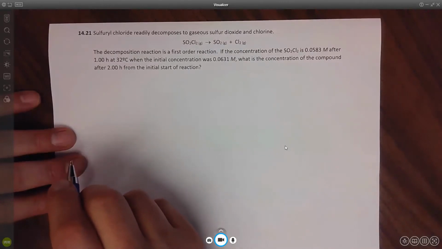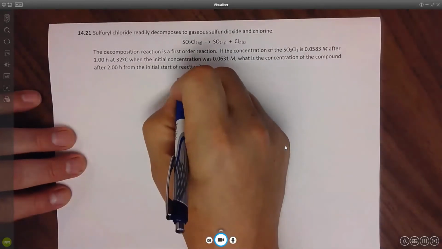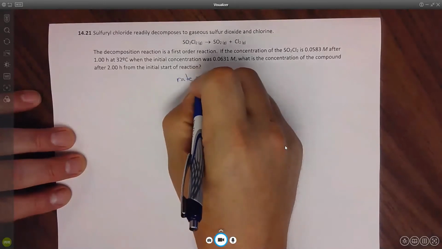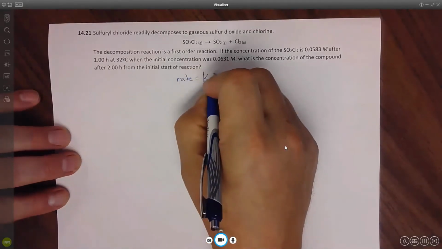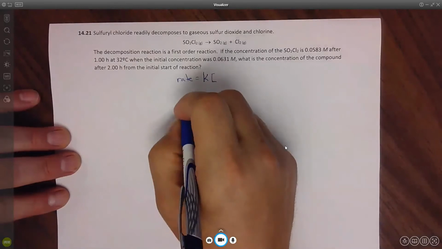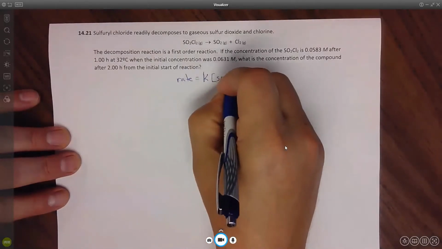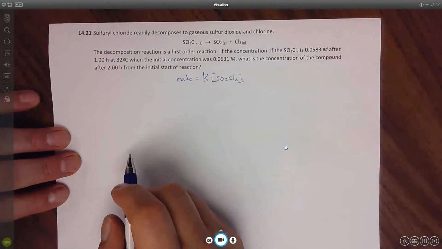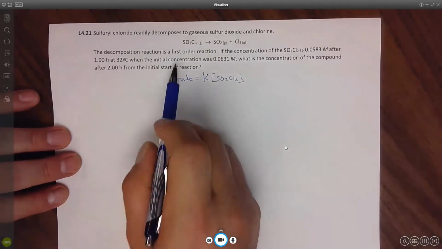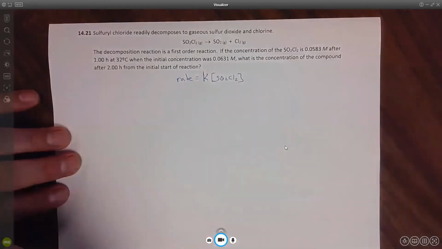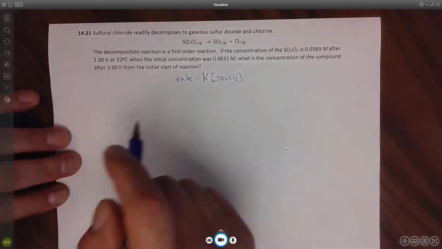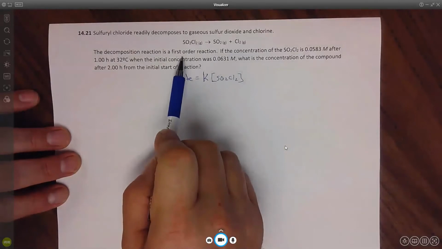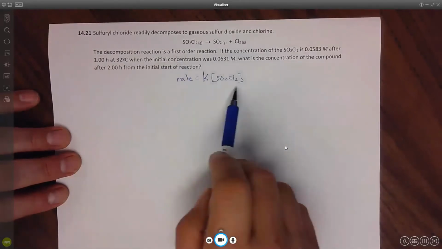Rate equals the rate constant times the concentration of sulfuryl chloride, raised to the first power. Yeah, it's first order. There's your rate law. So if I tell you what the order is, you can always tell me what the rate law is.